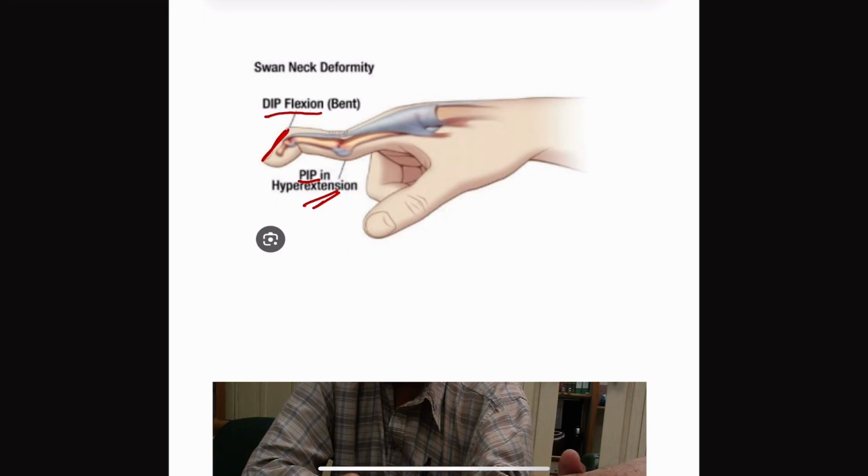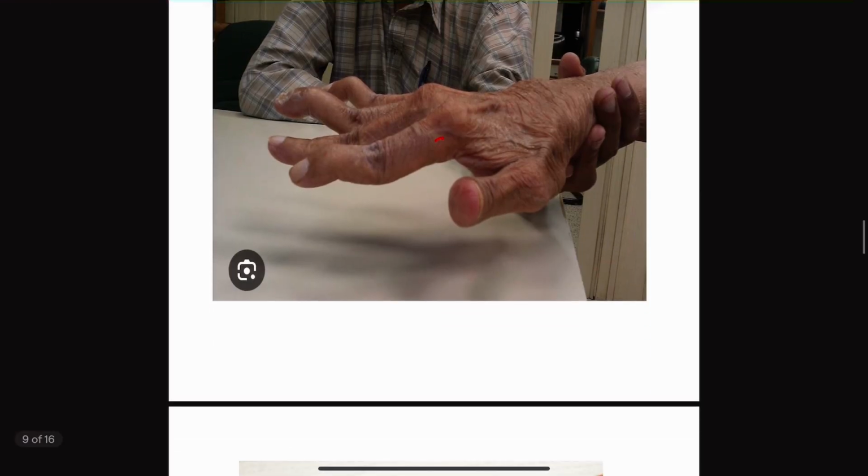This is flexion of distal interphalangeal joint. Okay, so this is our swan neck deformity. So you could see this. This is also our swan neck deformity: flexion of distal interphalangeal joint and extension of our proximal interphalangeal joint.